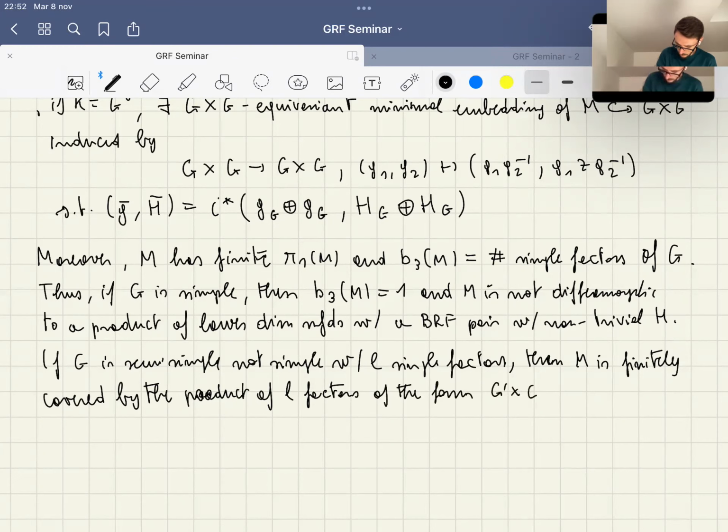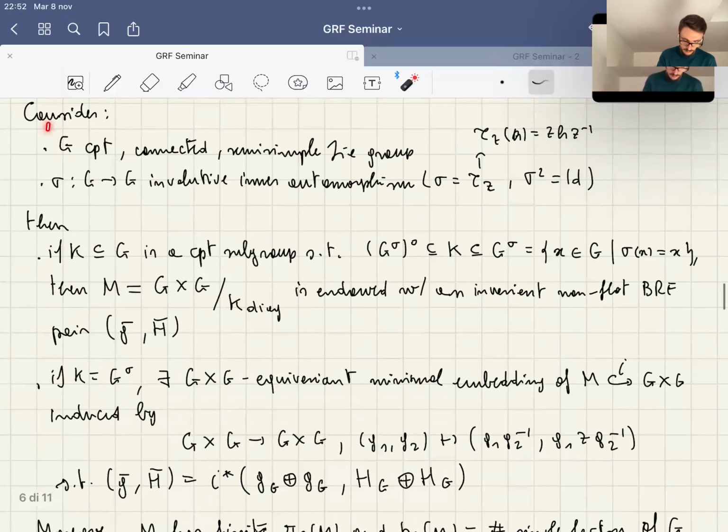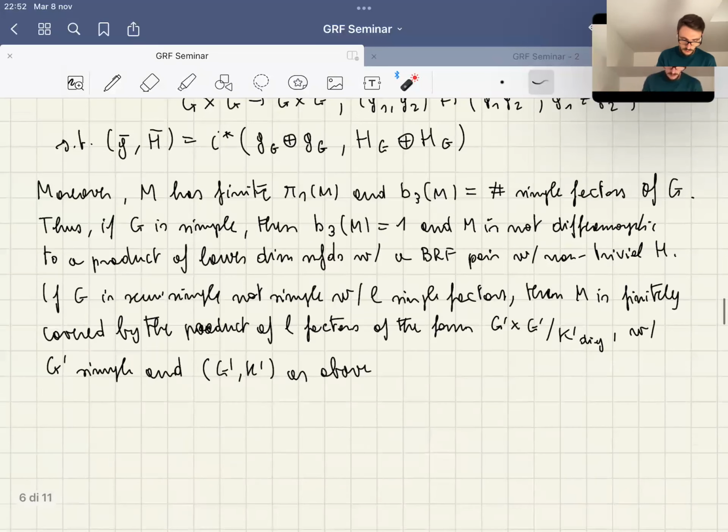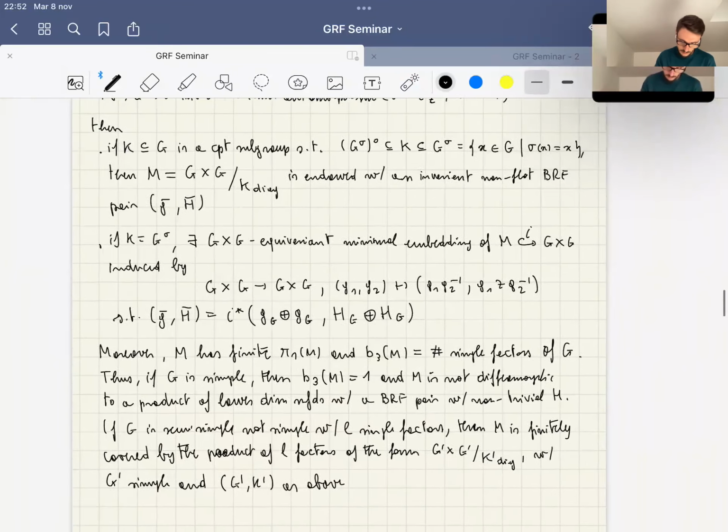let's say G prime cross G prime over K prime diagonal, with G prime simple and the pair G prime K prime as above in the statement. So with everything that is going on here as an assumption. This is what is called in the literature an inner symmetric pair. And so this is the whole statement of the result.